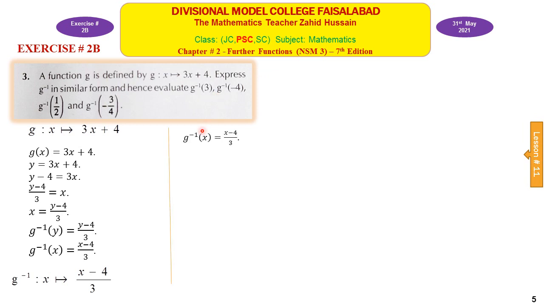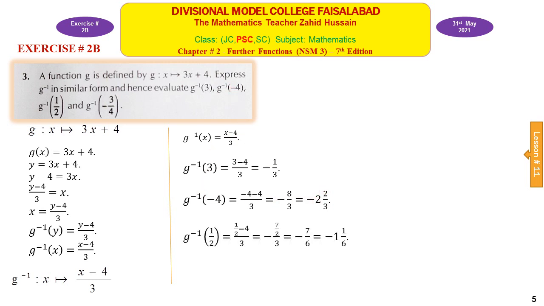This is the given function. You are asked to find the value of this function when x is equal to 3. Put x is equal to 3 on the right hand side of this inverse function. We get minus 1 over 3. Then put x is equal to minus 4. We get minus 2 and 2 by 3. Put x is equal to 1 over 2 in the inverse function. We get the value of the inverse function at x is equal to 1 by 2, which is minus 1 and 1 over 6.